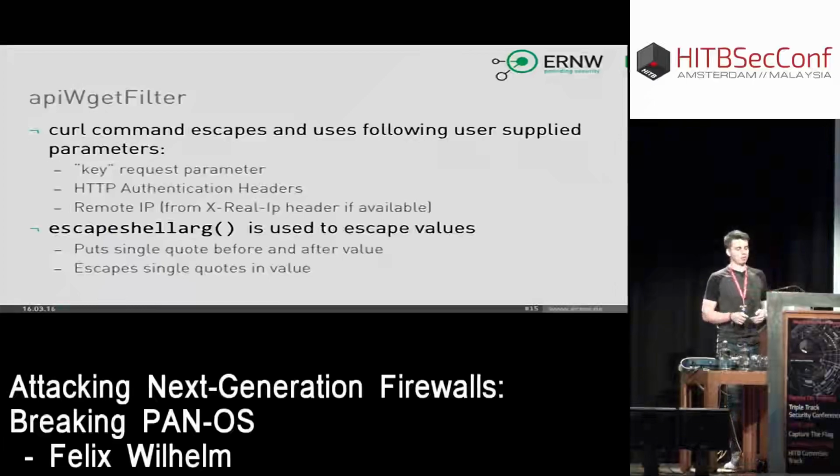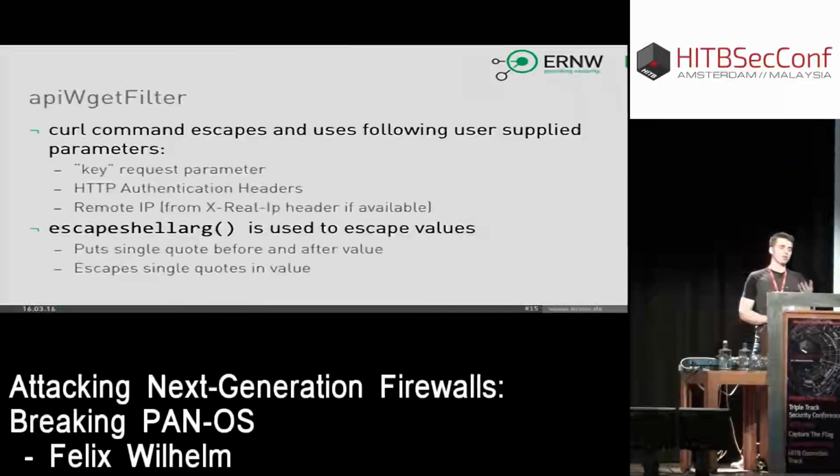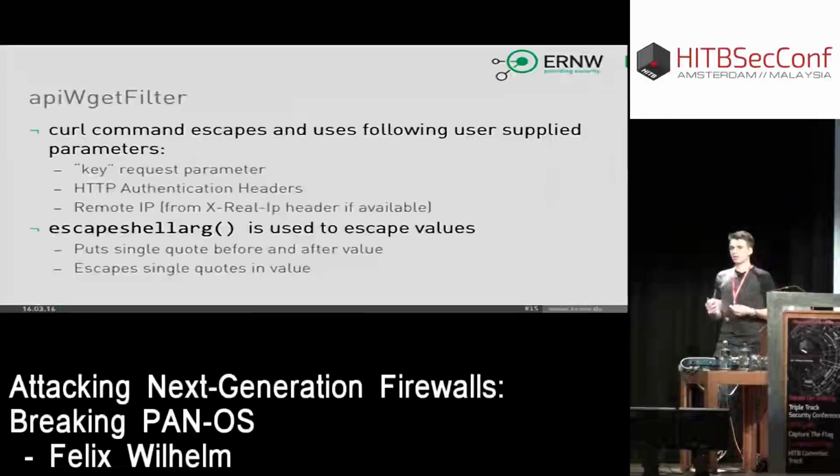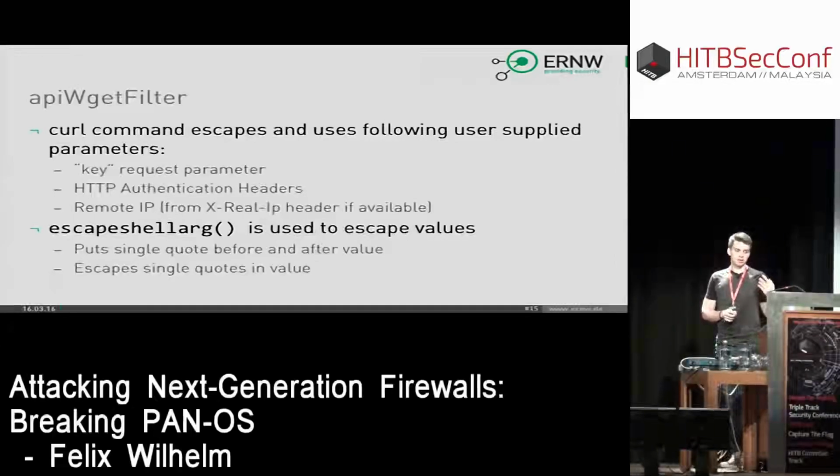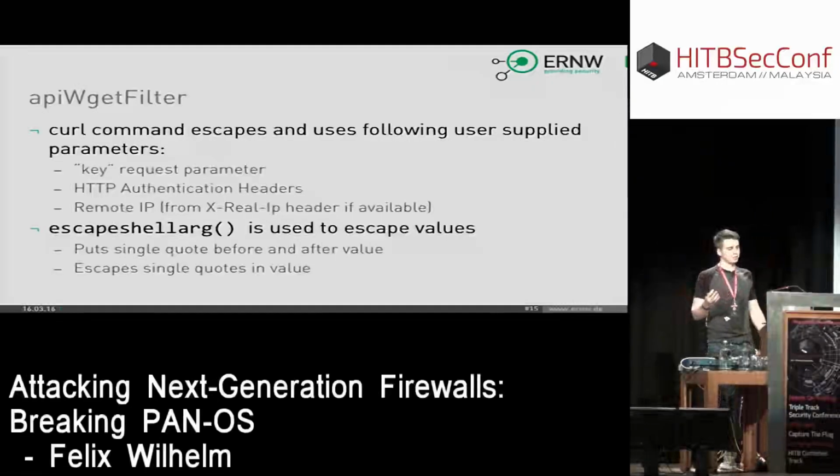The three main parameters they use are the key request parameter, so it's just a GET or POST parameter, possible HTTP authentication headers if you send them, and the remote IP. And what's interesting about the remote IP is that they not only look at the IP coming out of the TCP/IP stack, so your normal IP client connection. Instead, they also use the X-Real-IP HTTP header, if that's available in the request.